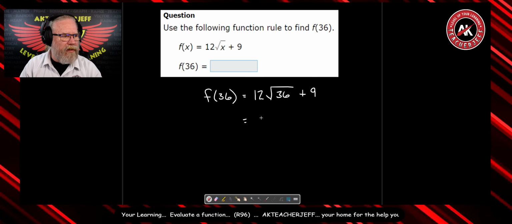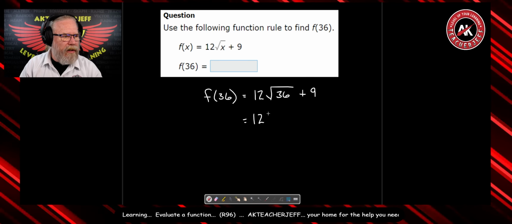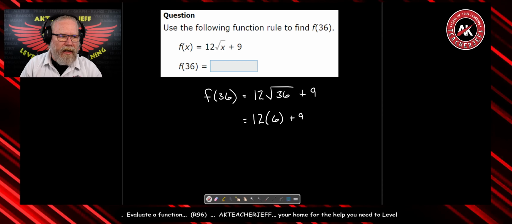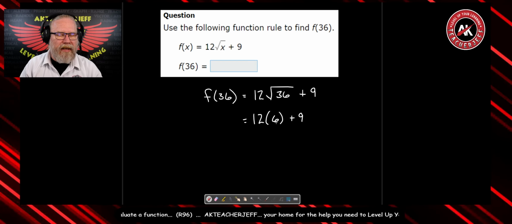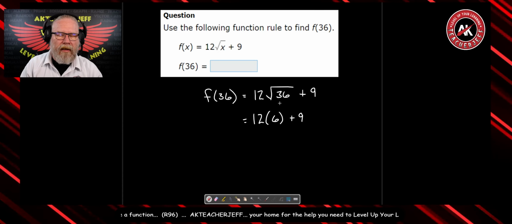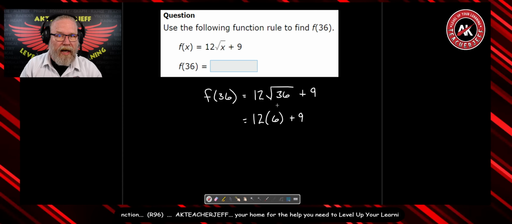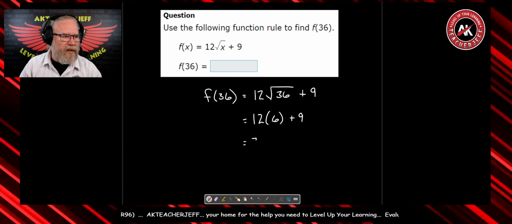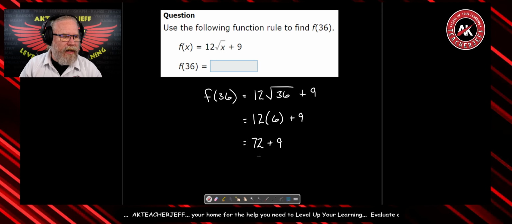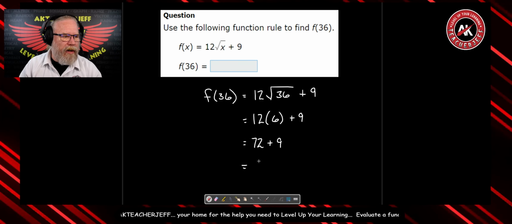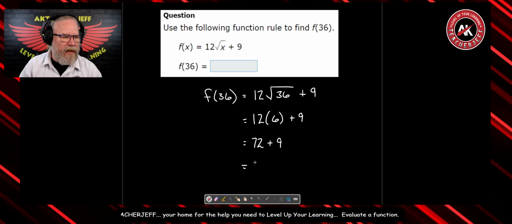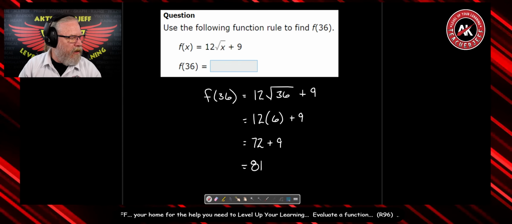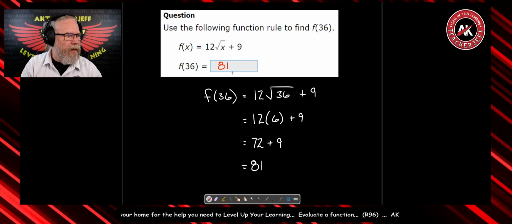So let's go ahead and do our first step here. We're going to do 12 times, what is the square root of 36? 6, right? Plus 9. Now you could say negative 6 as well, because that could also be it. But since they're not asking for it, we are to assume that it is the positive form of the square root. Let's go ahead and do the multiplication. 12 times 6 is what, 72. Bring down our plus 9. And then from there, 72 plus 9 is, what is that, 81. So f of 36 is equal to 81.